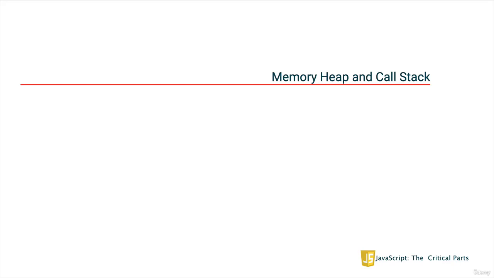We're now going to dive into two features of the JavaScript engine that are important to understand: memory heap and the call stack. These are used throughout code execution. First, I'll describe each one of them, and then we'll see them in action to better understand how they are involved in code execution.